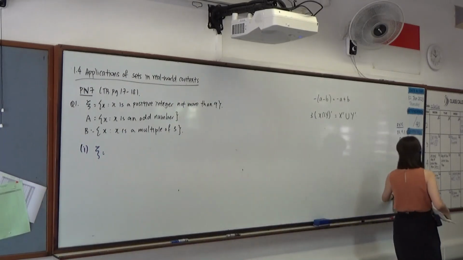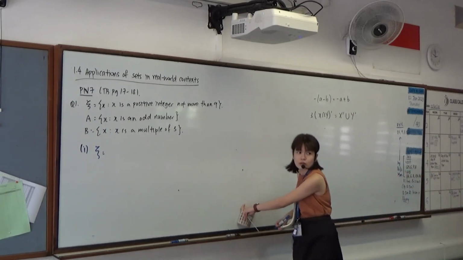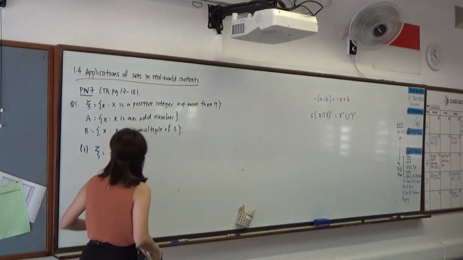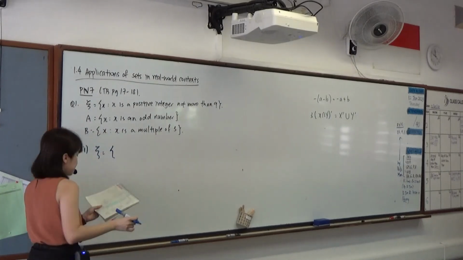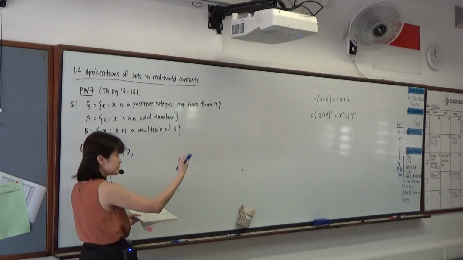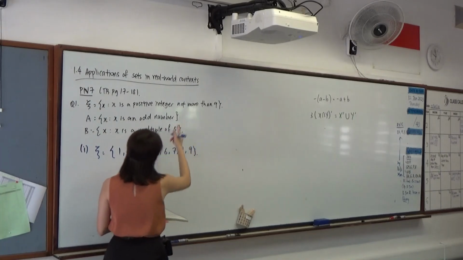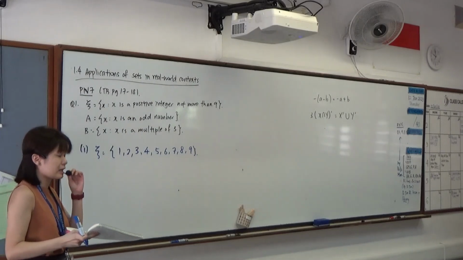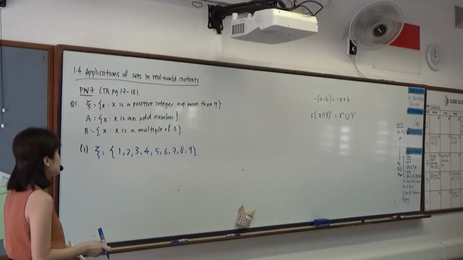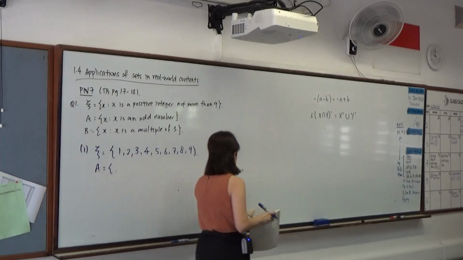Let's pick one person. Chloe Yo. Where is Chloe Yo? Okay, yes, Chloe. Tell me what are the elements in the universal set? Until 9, okay. The question says not more than 9, which means that it is less than or equal to 9. And we want positive integers, therefore 0 doesn't count. So we start from 1 all the way to 9. And what would the elements in A actually be?